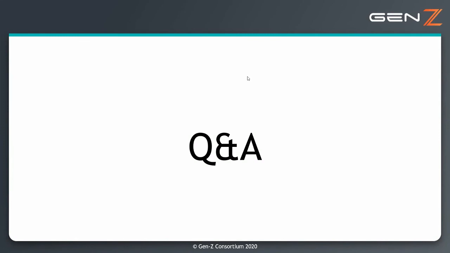Okay, we have time for one last question, Greg. Okay. This is kind of a two-part question. So first, do Gen Z fabric switches perform an automatic discovery of topology? And two, do Gen Z switches support adaptive routing?